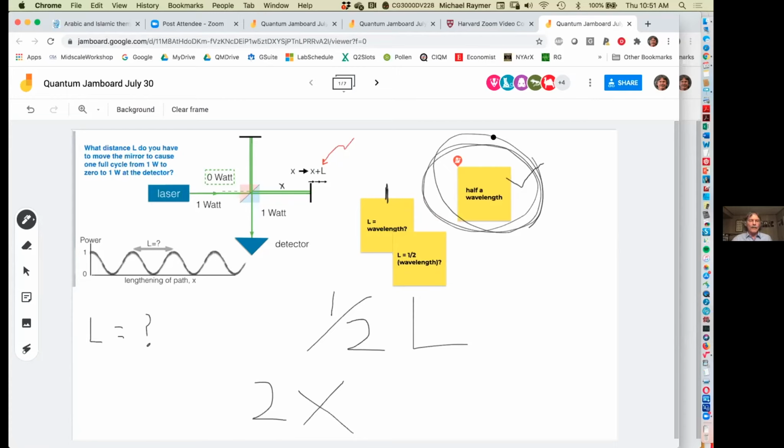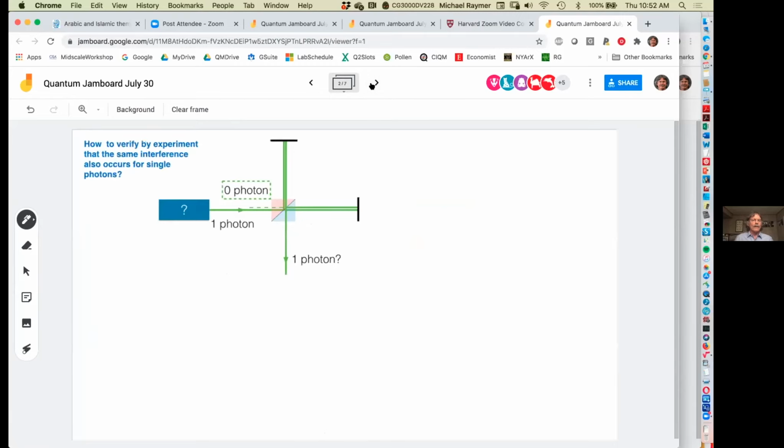That's because the phase accumulation depends on the total distance that you travel. So when you travel this much extra distance and go back again, you're traveling twice. The length that you travel is 2L. So if 2L is equal to the wavelength, that gives you a perfect full cycle of oscillation. So that means L equals wavelength divided by 2. Cool. Okay. Next question. Changing the topic.